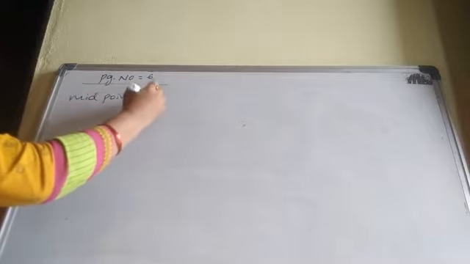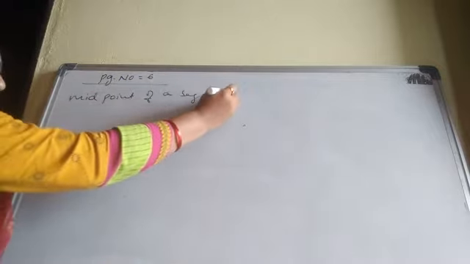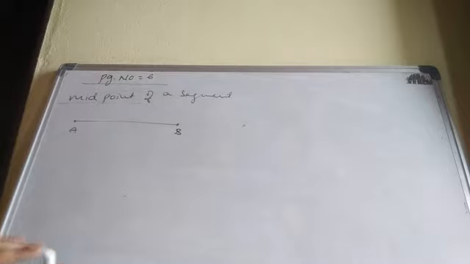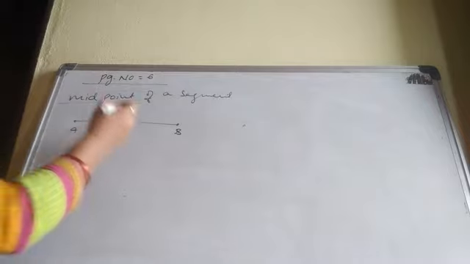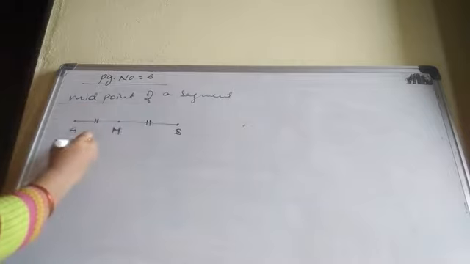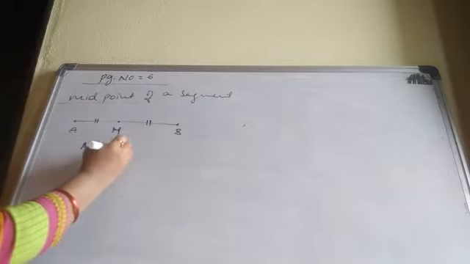Students, now coming to the next definition, midpoint of a segment. Okay? This word midpoint you already learned. On what? On a segment. First I will draw a segment AB. Midpoint, the segment is divided into 2 equal parts. So in the middle I am taking point M. Here M stands for what? Midpoint. Here AM is equal to MB.